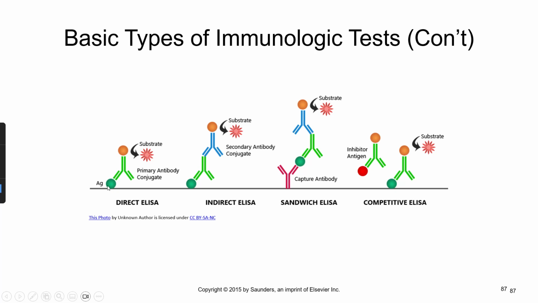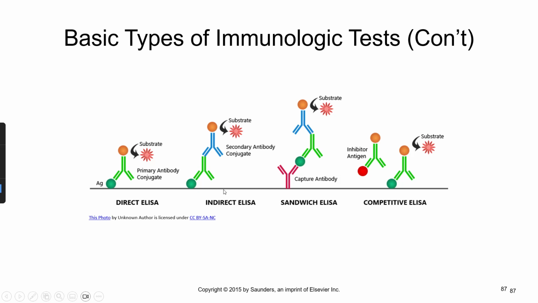So the antigen is on the paper. We have a primary antibody against it, and it's linked to a substrate. So if we put the patient specimen down here on the paper, if the patient has that antigen in them, then we would use this specific labeled antibody to detect it. And if we see a color change, we know that the patient had that antigen in their serum or in their sample, wherever we took the sample from.